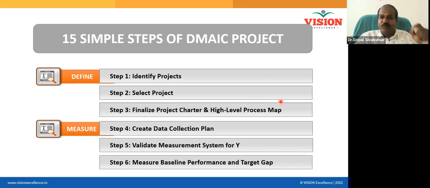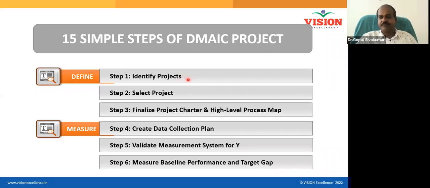And how can you make it happen perfectly? We are going to teach you every phase in 3 simple steps, because a step-by-step approach is always easy to understand. So define is broken down into 3 simple steps. First step, identify the project. Identify the problem in your company. Problems are nothing but improvement opportunities. Improvement opportunities are nothing but projects.